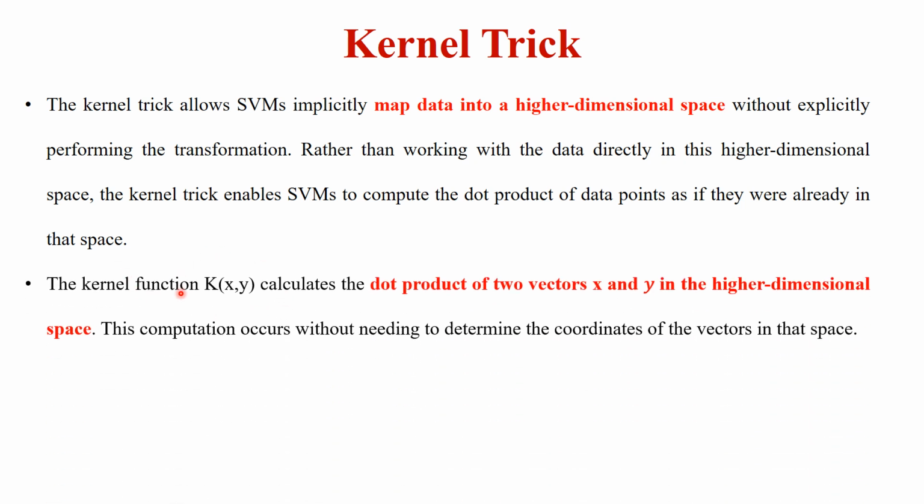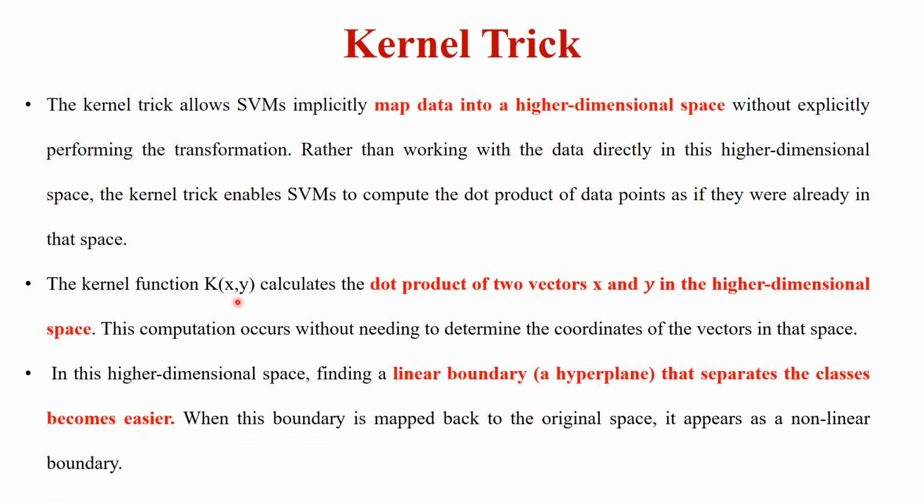This is the kernel function k of x comma y, which is calculating the dot product of the two vectors x and y in the higher dimensional space. This computation will occur without the need to determine the coordinates of the vectors in that space. In this higher dimensional space, finding a linear boundary, that is the hyperplane, that separates the classes becomes easier.